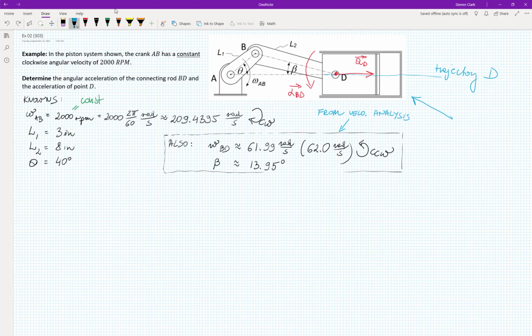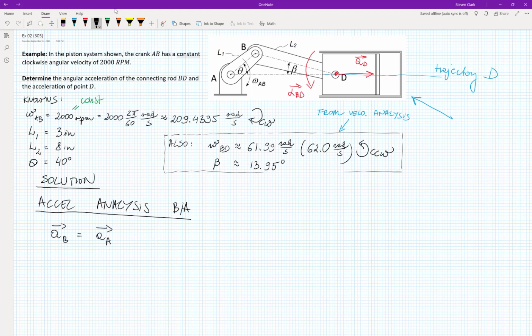I see that it is, and I see that you're impatient. So let's start. I don't want to make you nervous or angry at me, so let's start the solution. Okay, sorry. This is my solution. I am going to start with acceleration analysis between B and A. So I'm just going to follow the procedure. I'm going to start with this expression: AB is equal to AA plus alpha AB times RBA minus omega AB squared RBA.